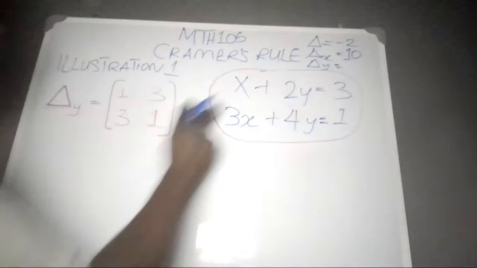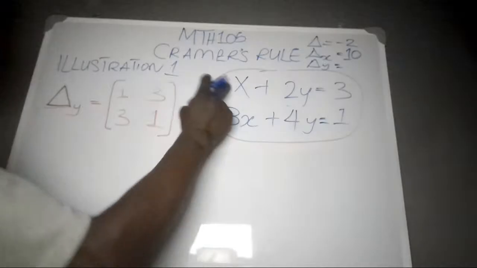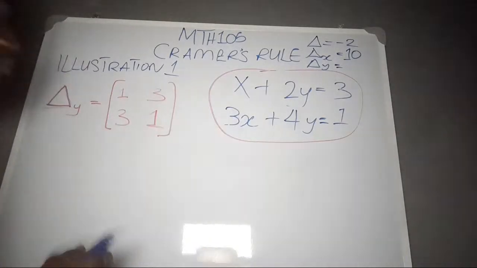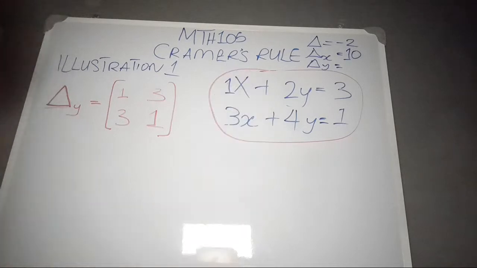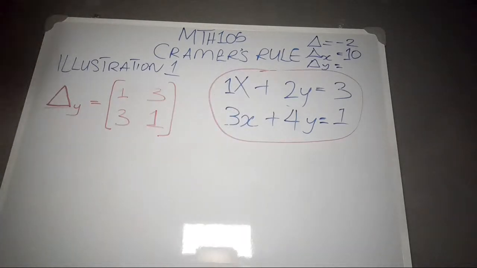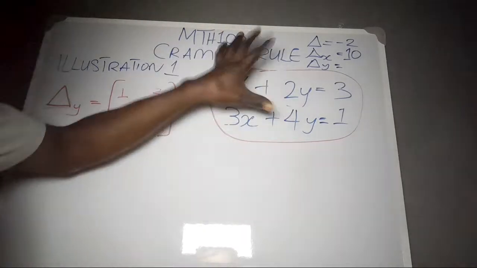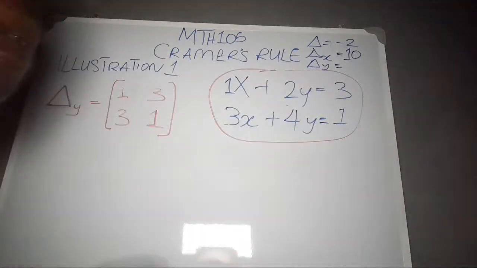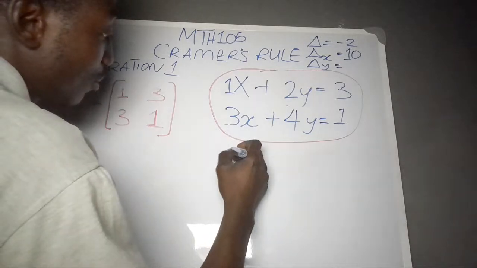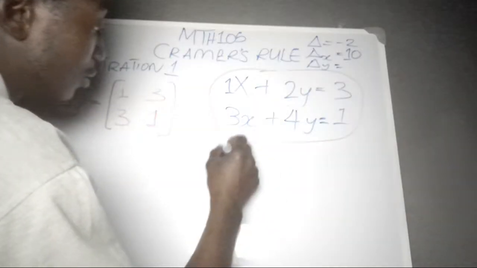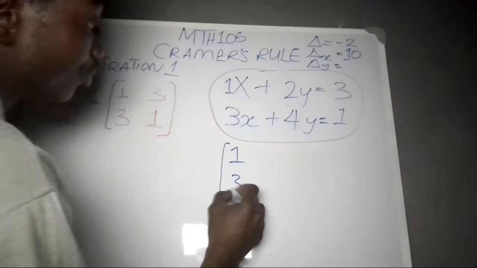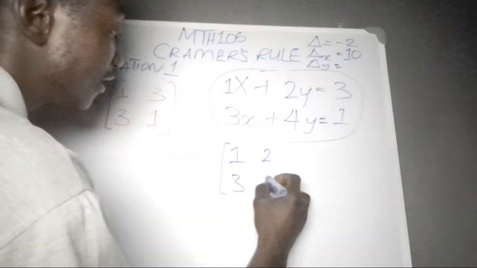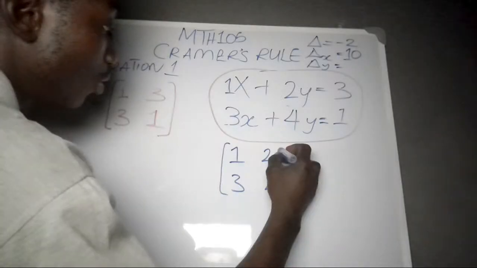which is this: x has an invisible coefficient, which is 1. All this will be eliminated in order to form a matrix, simply interpreted as 1, 3, 2, and 4.